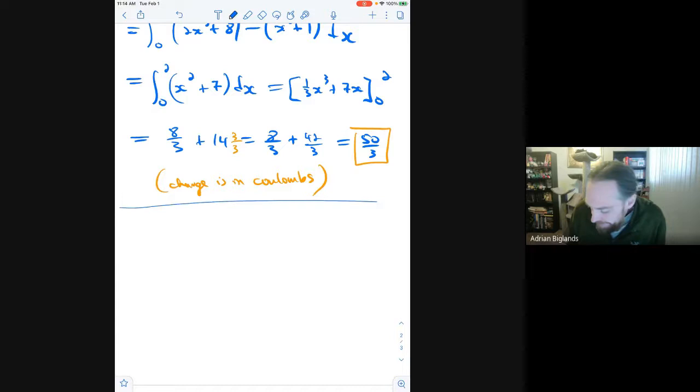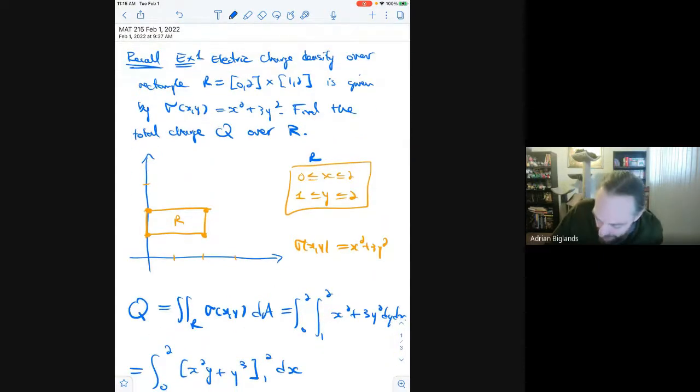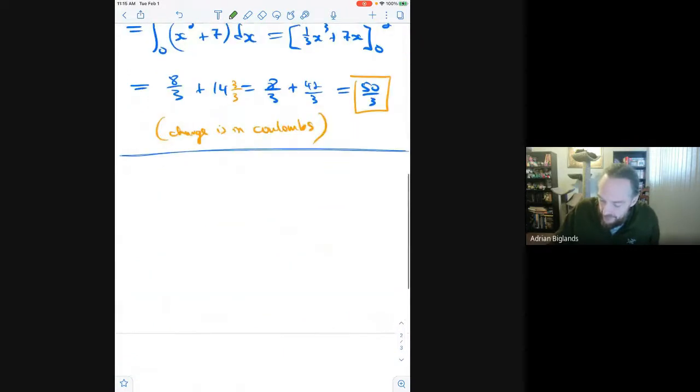Where's another one? Let's do, let's see. Okay. Let's do one more electric charge density and then we can move on. So let's call that example 1, I guess, for today. Example 2.